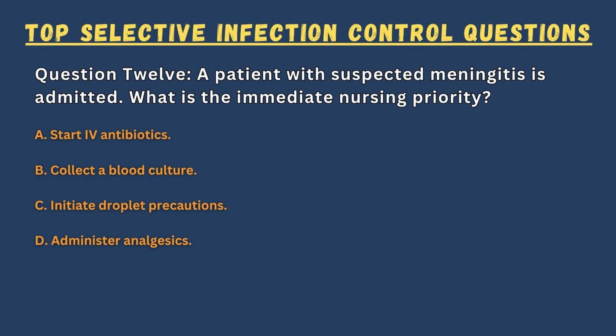Question 12. A patient with suspected meningitis is admitted. What is the immediate nursing priority? A. Start IV antibiotics. B. Collect a blood culture. C. Initiate droplet precautions. D. Administer analgesics. Answer: C. Initiate droplet precautions.